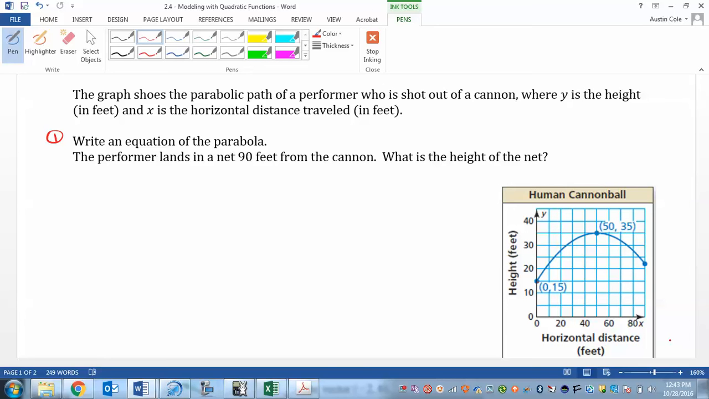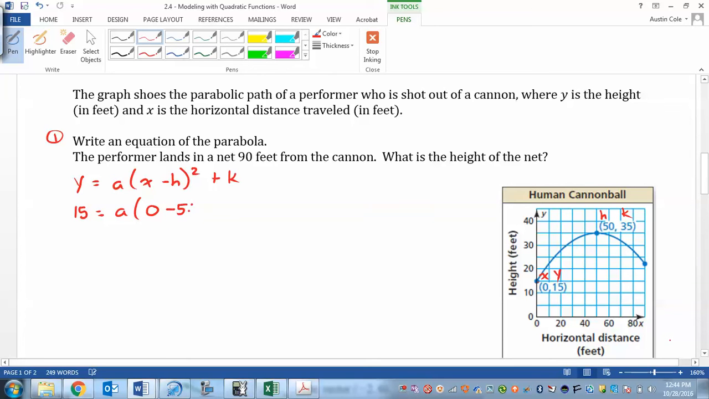So just analyzing the graph a little bit. So again, we're given the vertex. We're going to use vertex form. y equals a times (x minus h) squared plus k. Okay, so this is our h value, and that is our k value. This is our x value, that's our y value. Plug it in, plug it in. So our y here is 15 equals a, that's what we don't know. Our x is 0 minus 50 squared plus 35.